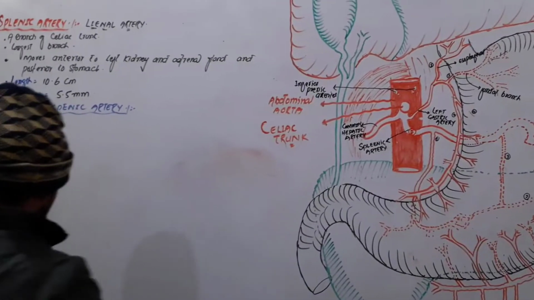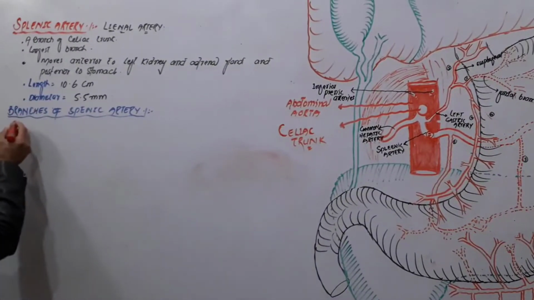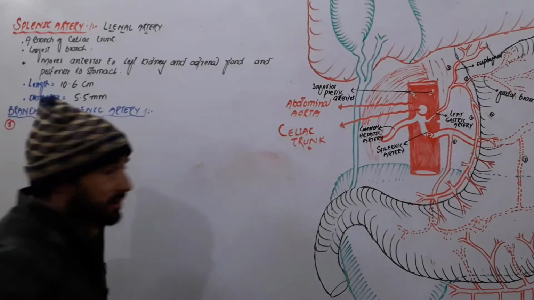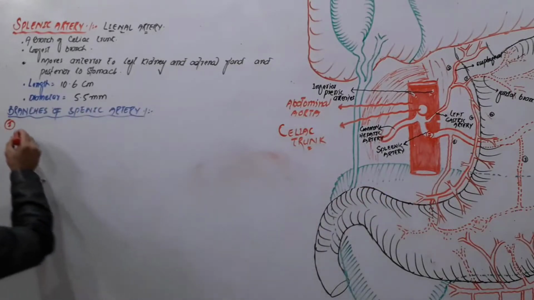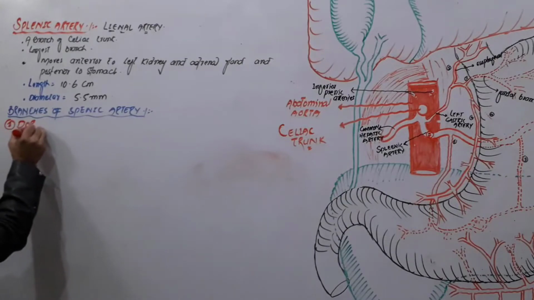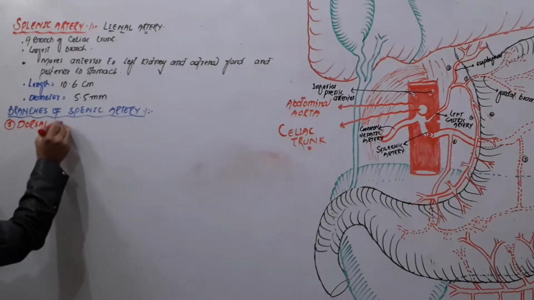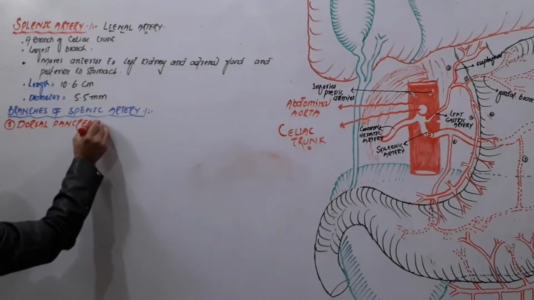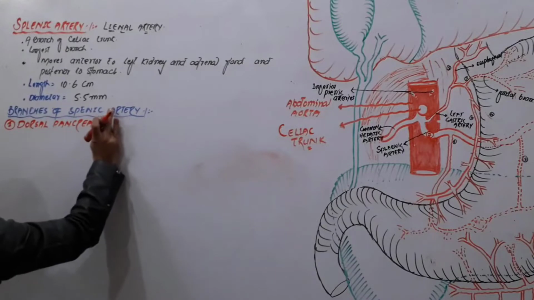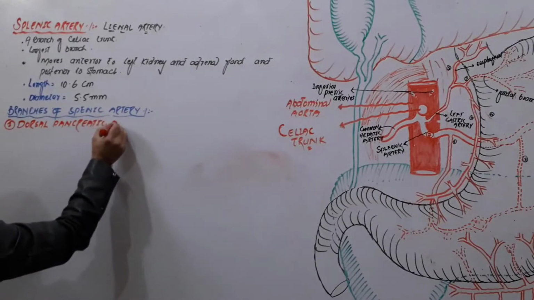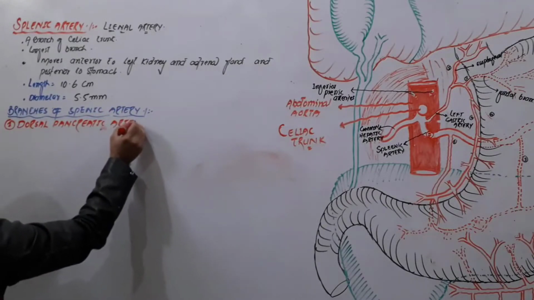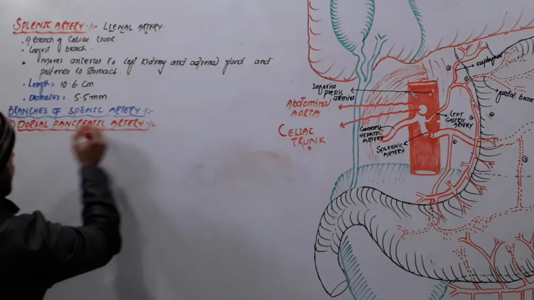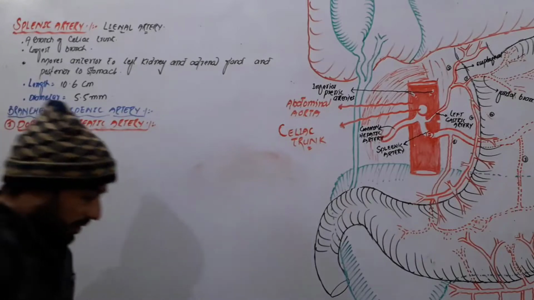Clear. So the first branch which arises from this splenic artery is called the dorsal pancreatic artery. Here it is. Dorsal pancreatic artery. Clear, dear friends? So the first branch which arises from the splenic artery is called the dorsal pancreatic artery.